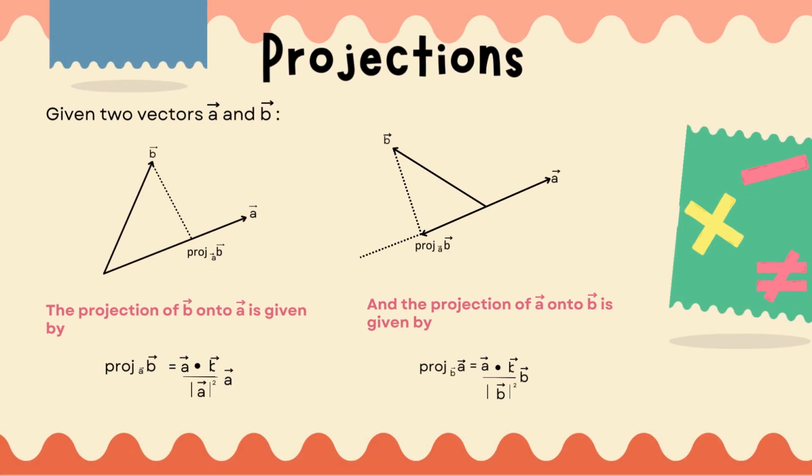Next, for the projection, you will get two vectors, which is vector A and vector B. If the question asks you the projection of B onto A, you need to use the formula that says projection of B onto A equal to A dot B over magnitude of A square times A. And if the question asks you the projection of A onto B, you need to use the formula that says projection of A onto B equal to A dot B over magnitude of B square times B.